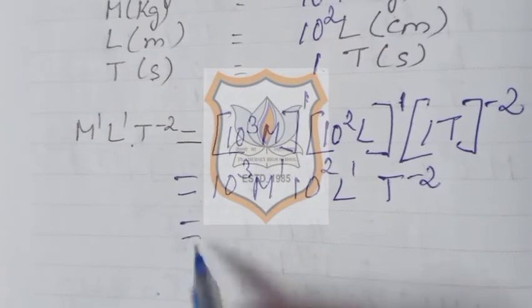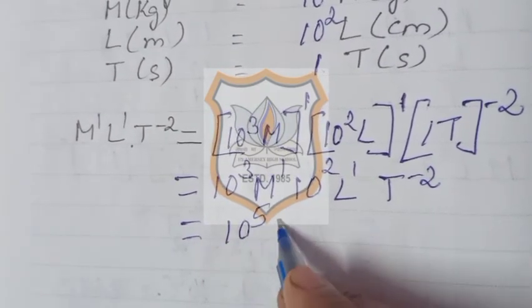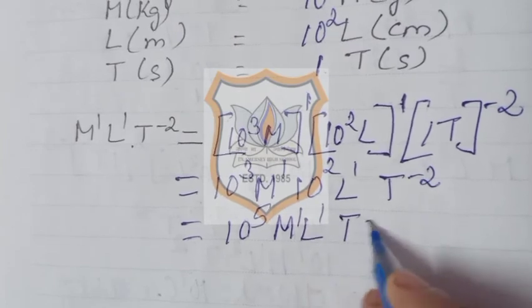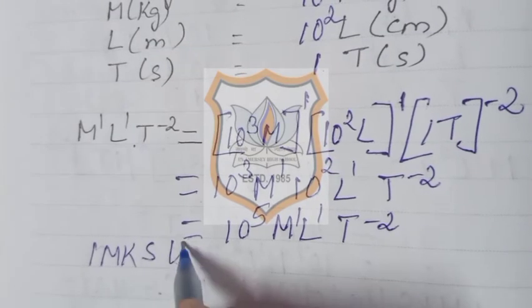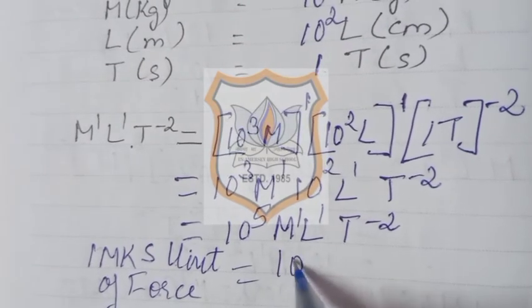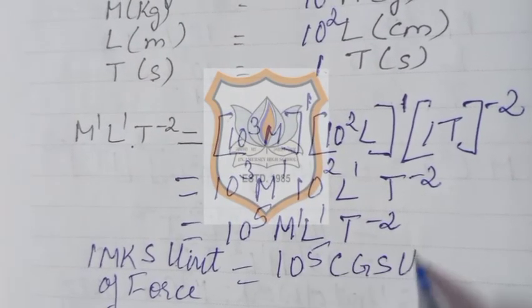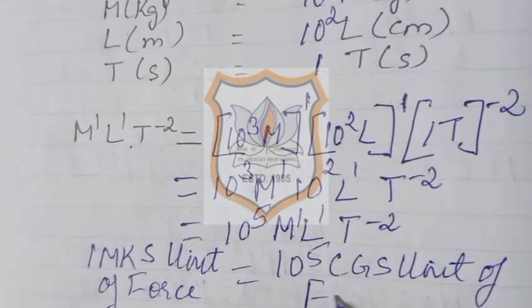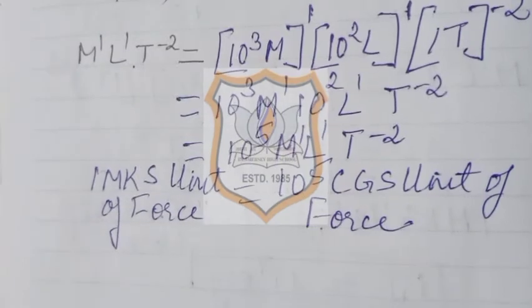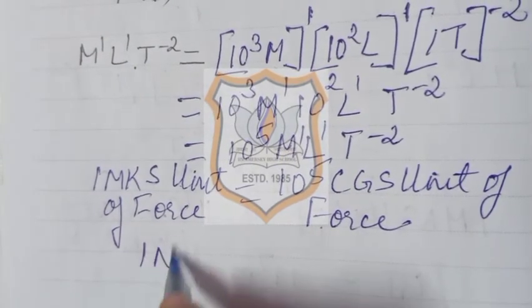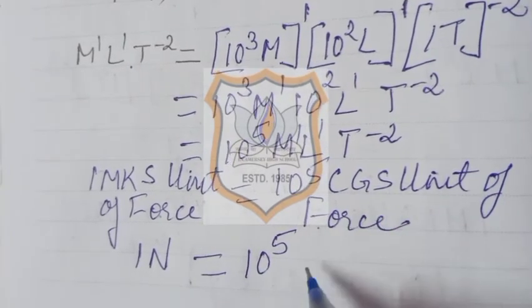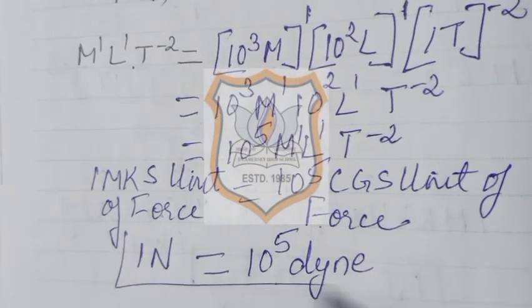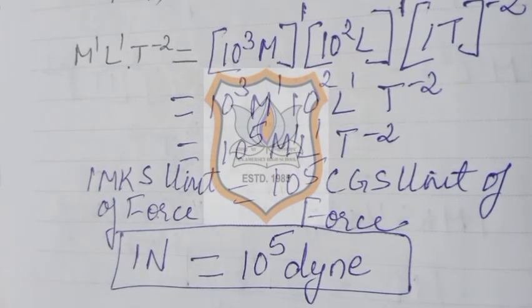So what are we getting? 3 plus 2, that is 5: m1 L1 t minus 2. So what is the relation? 1 MKS unit of force is equal to 10 raised to 5 CGS unit of force. Now what is the unit of force in MKS? 1 Newton, and that will be equal to 10 raised to 5, and the unit of force in CGS is dyne. So 1 Newton is equal to 10 raised to 5 dyne.